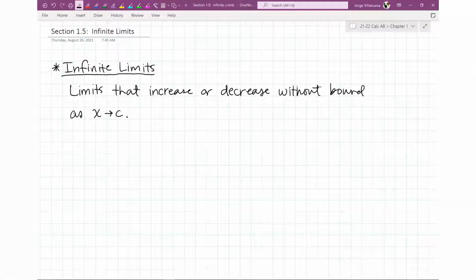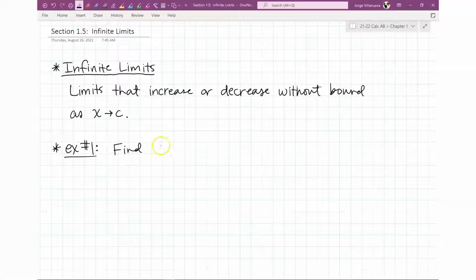Okay, so let me show you an example of this. Go ahead and keep writing that down. Right now we'll do an example. Infinite limits are limits that increase or decrease without bound as x approaches c. So as you approach your destination, all of a sudden you notice the value of y is just getting insanely large or insanely small, right? It's either going up towards infinity or down towards negative infinity. So here we go.